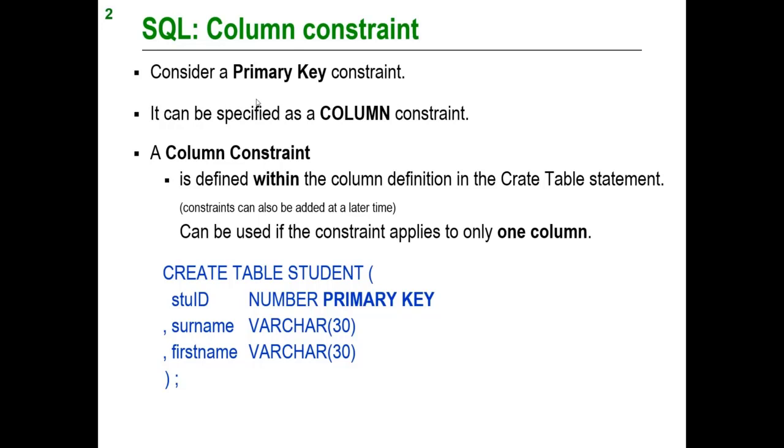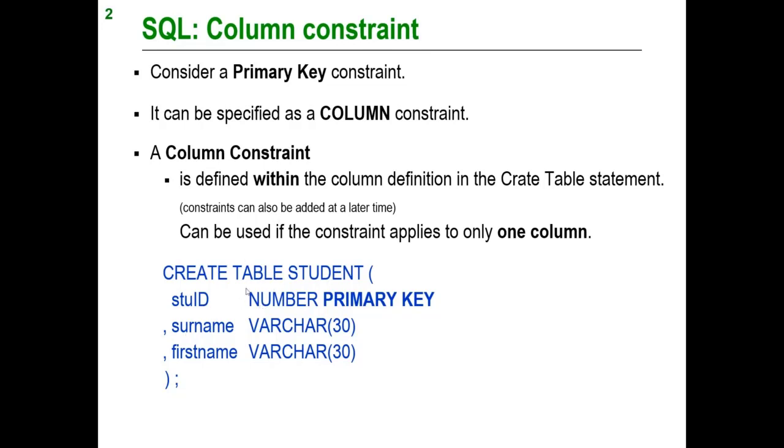For example, if you think about a constraint like a primary key constraint, we can either specify it as a column constraint or a table constraint, right? So what do you mean by a column constraint? Usually a column constraint is defined when the table columns are defined, right? For example, it is defined within the column definition.